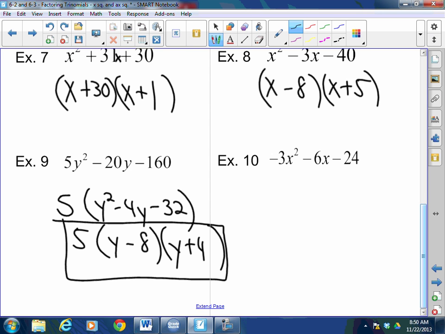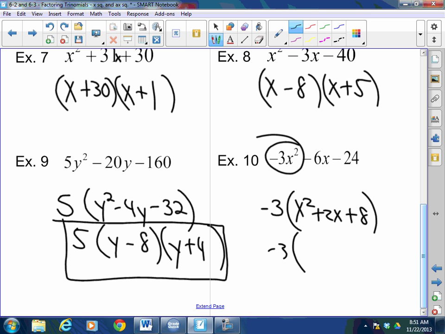What about for number 10, guys? Can you factor anything out? A negative 3. Always, if you can, guys, if there's a negative in front of the leading term, factor out a negative always. You always want that first coefficient to be positive. It just makes your life easier. So I'm going to factor out a negative 3. I got x squared plus 2x plus 8.